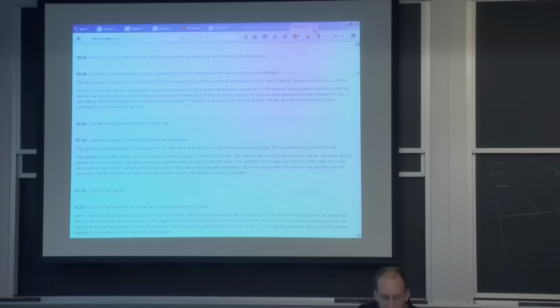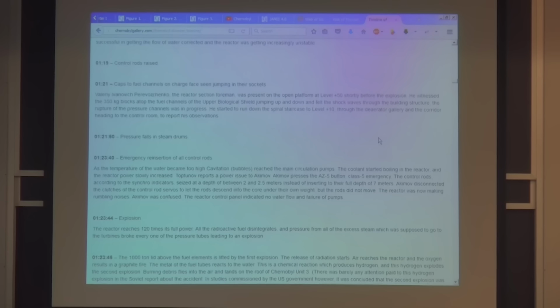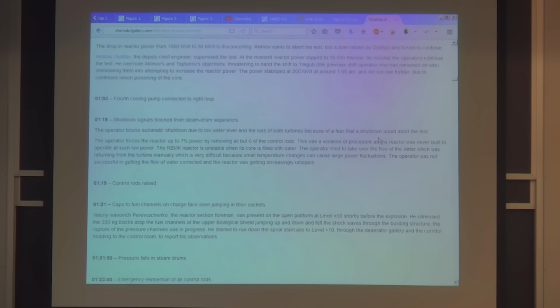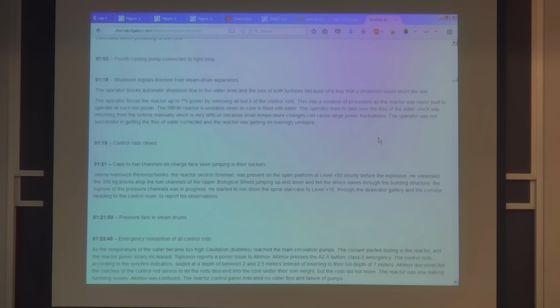And so I want to pull up this actual timeline so you can see it splits from minutes to seconds because the speed at which this stuff started to go wrong was pretty striking. So, for example, the control rods are raised at 1:19 in the morning. Two minutes later, when the power starts to become unstable, the caps on the fuel channels, which again are like 350 kilogram blocks, start jumping in their sockets.